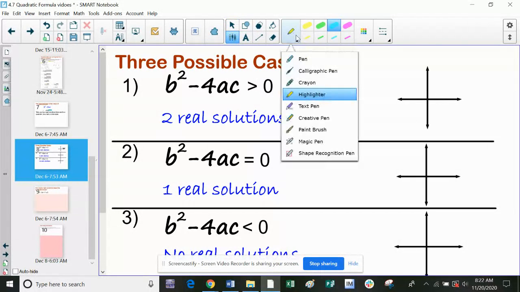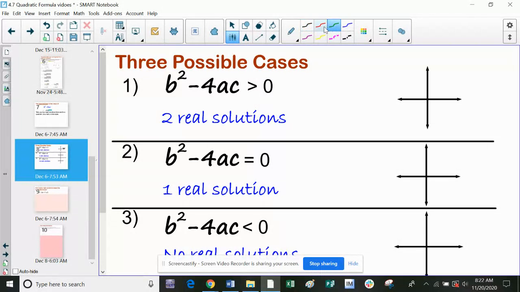So if I were to sketch in a quick little quadratic here, it may look something like that. So there'd be a root here and a root here. So two solutions, two places where it will cross the x-axis.